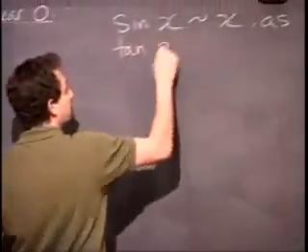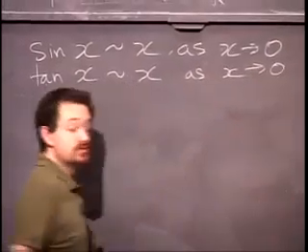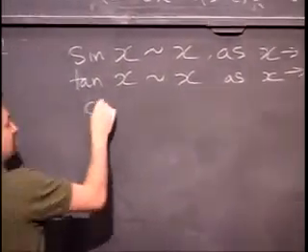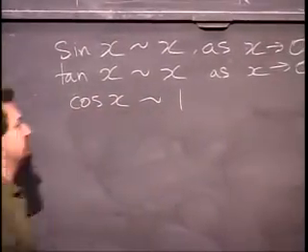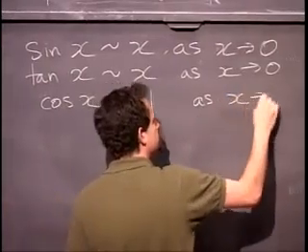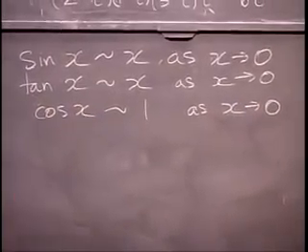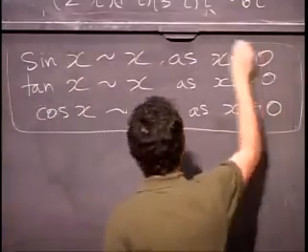Sin x twiddles x as x goes to 0. Why? Because sin x over x goes to 1. Similarly, tan x behaves like x as x goes to 0. You can just quote these because these are known limits. On the other hand, cosine x does not twiddle x. It behaves like 1 as x goes to 0. After all, cosine of 0 is 1. So you ought to remember these. They're really, really useful.